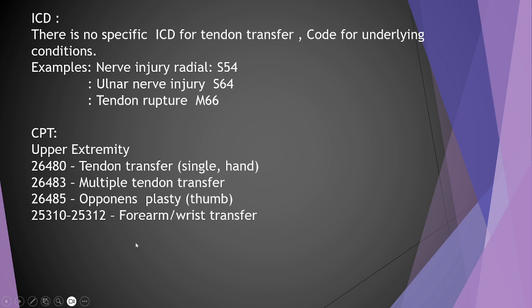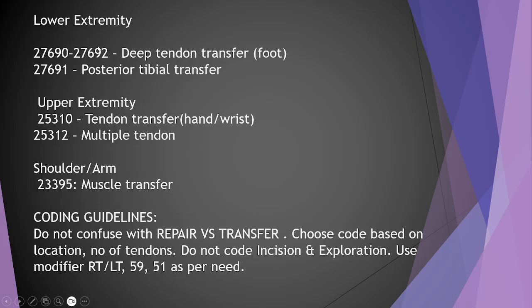CPT is like the tendon transfer, single, hand 26480, 26483, 26485 open plasty, and 25310 to 25312 forearm and wrist transfer. For the lower extremity, 27690 to 27692 deep tendon transfer, and 27691 posterior tibial transfer. Upper extremity 25310, and multiple tendons 25312. For the shoulder or arm muscle transfer it will be 23395.